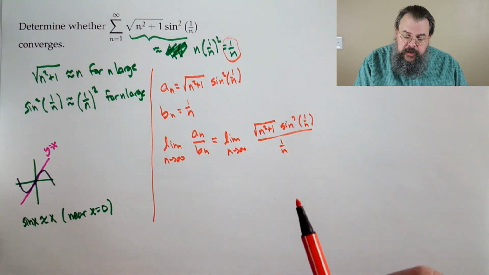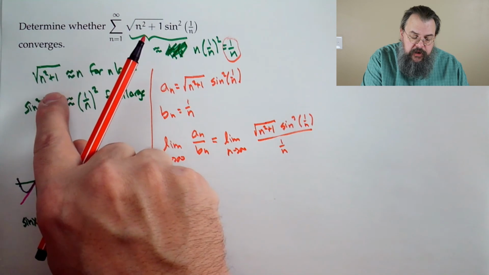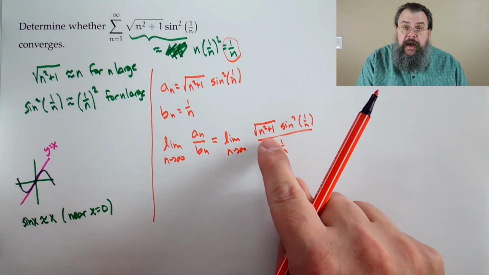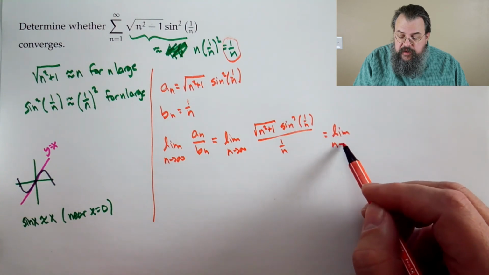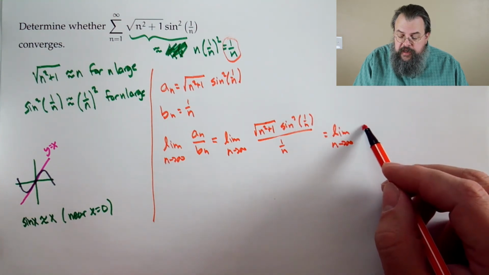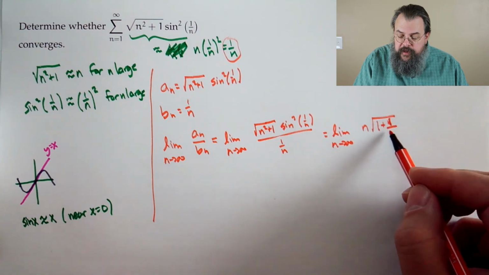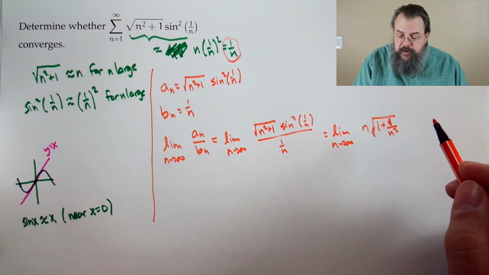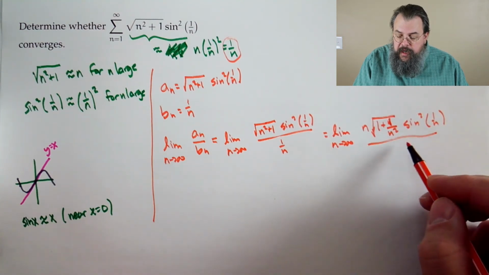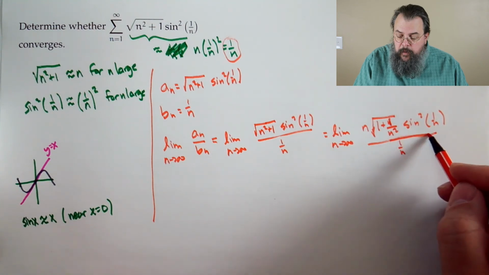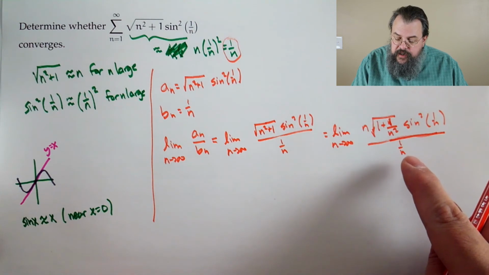And now here we start thinking, okay, let's do what we do here. One thing we can do is pull an n out of the square root. So this is the limit as n goes to infinity of n times the square root of 1 plus 1 over n squared, times sine squared of 1 over n, divided by 1 over n. And now let's move this n downstairs to join that n.